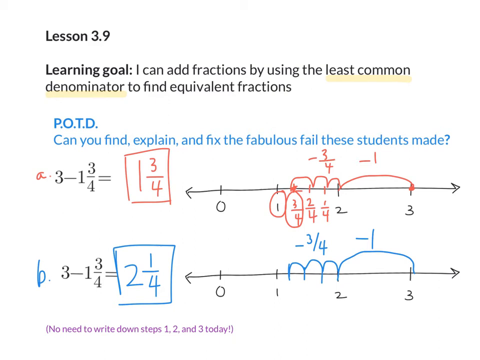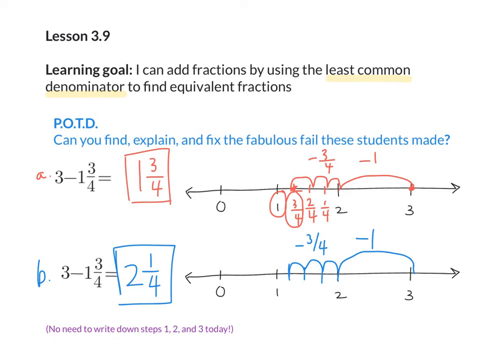Today we're going to be talking about Module 3, Lesson 9. Your learning goal for today is to be able to add fractions by using the least common denominator. That's underlined in yellow because that's kind of like your vocabulary word for the day. We're going to talk about what that means later, but we're going to use the least common denominator to make equivalent fractions that will help us add.